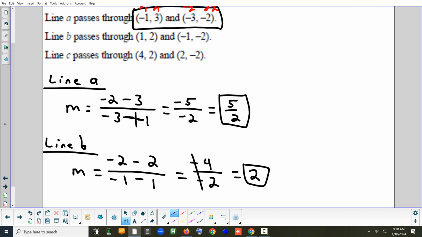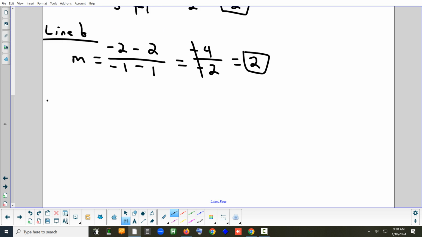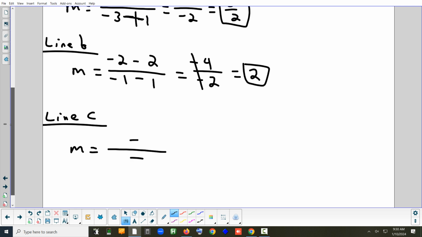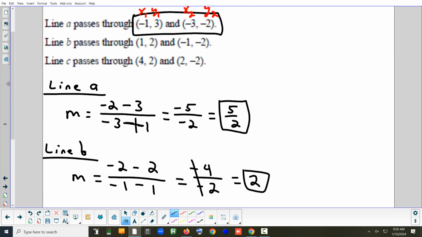Now, is that parallel to line A? No. Line A has a slope, if you take 5 and divide by 2, that's 2.5. That's not 2. So lines A and B are not parallel. All right? Let's find line C. So if we set up line C the same way we did A and B, what would go in the top?